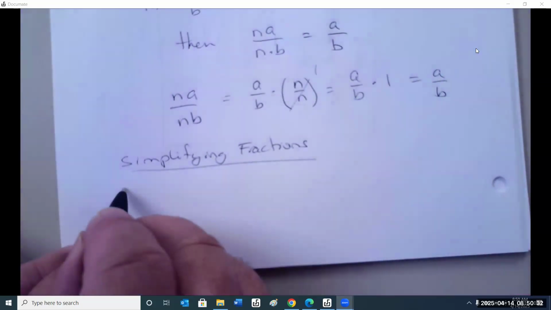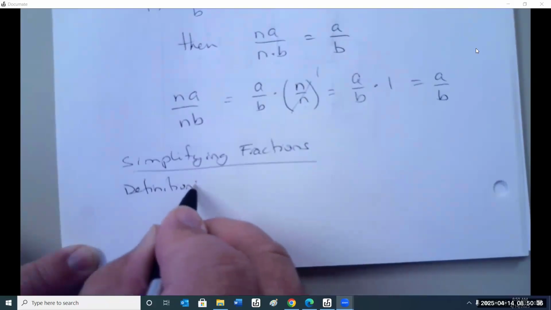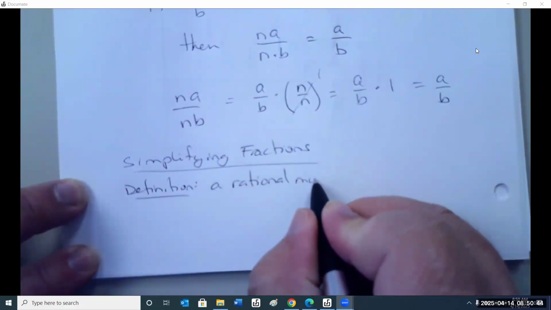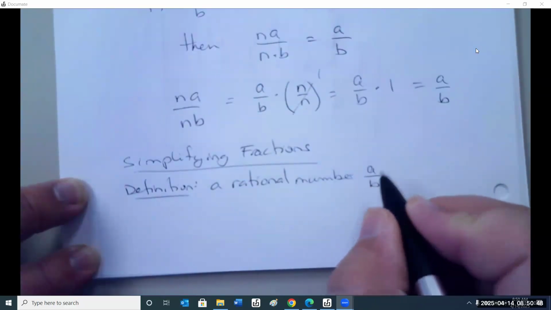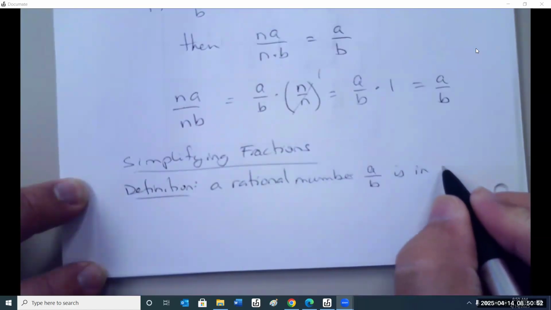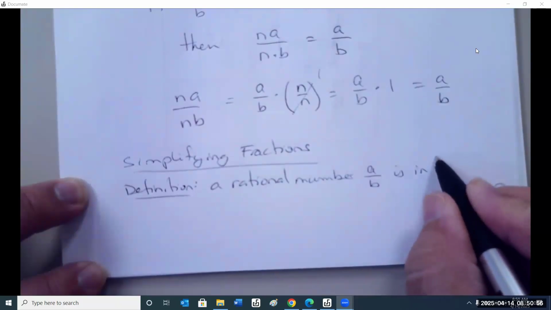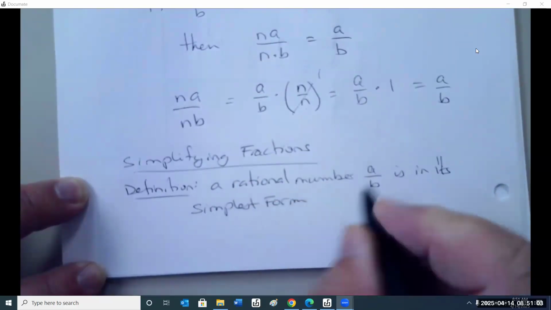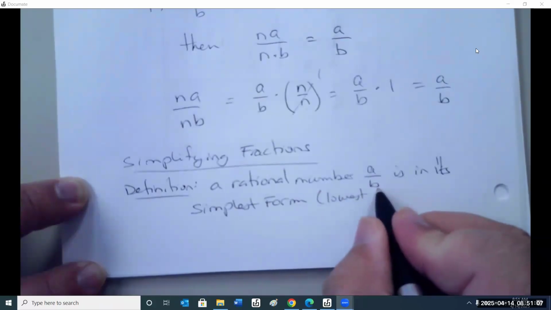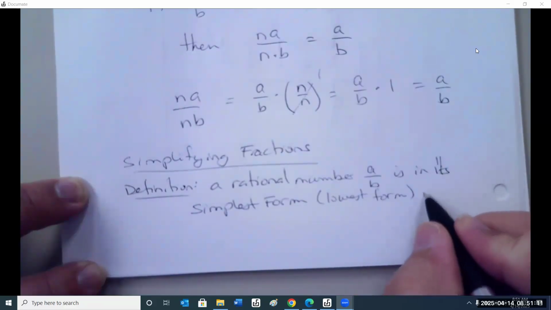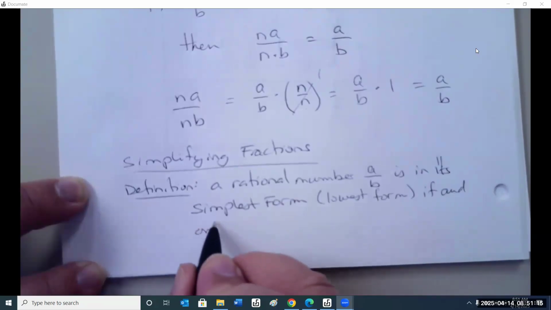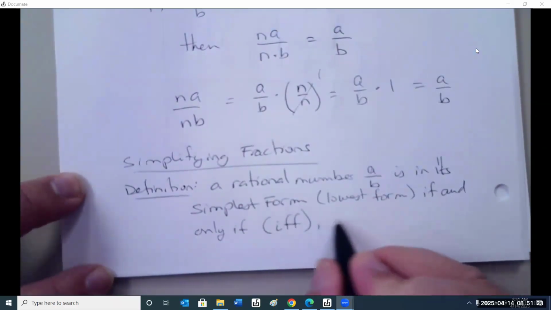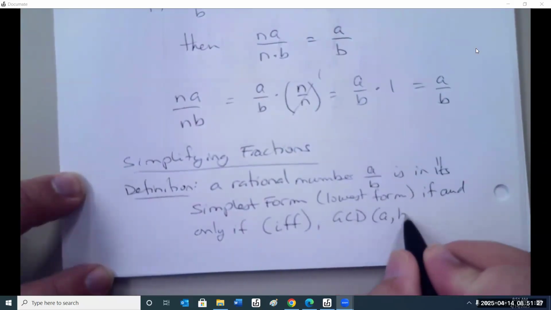The definition states this. A rational number A over B is in its simplest form, always, if and only if, which from now on I'll simply write IFF for if and only if, the GCD of A and B is equal to 1.